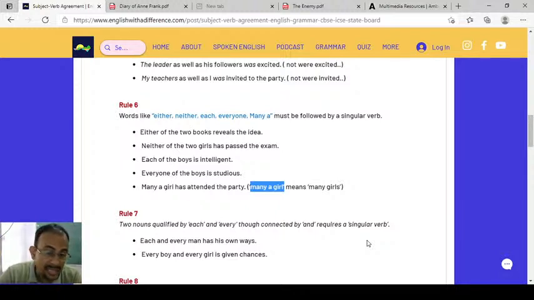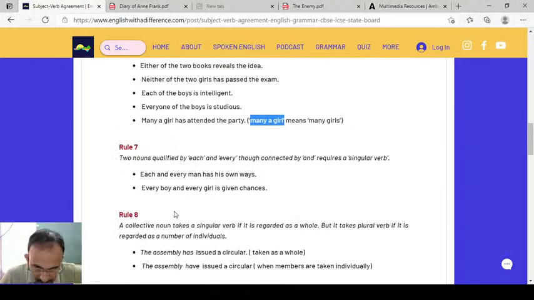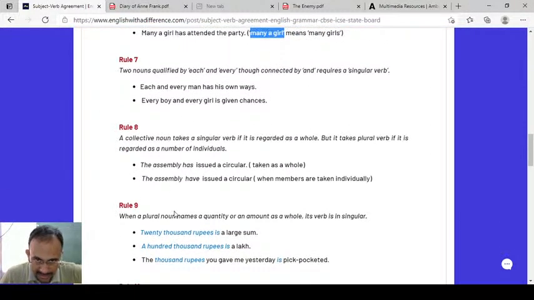Many a is a singular word. Always remember, many a is a singular word. Therefore, if you use many a, it should be followed by a singular verb. But if you use many girls, in that case, it should be a plural verb, right? Because many girls refers to plural here, no? So that is why the verb will be have attended. But whenever you use, for the same sense, many a, in that case the verb will be singular. Understood? Now see rule number 7.